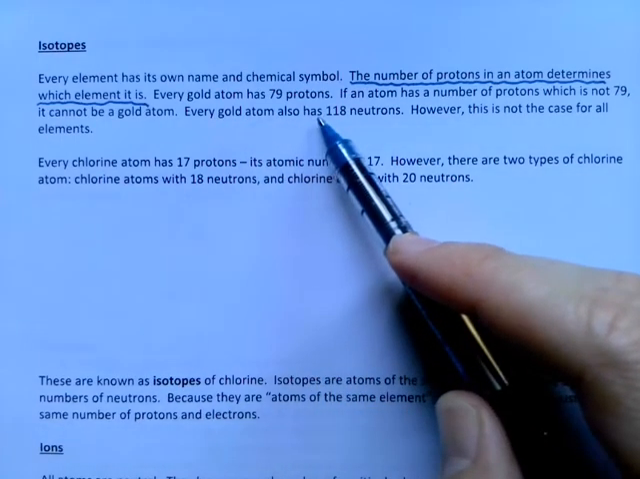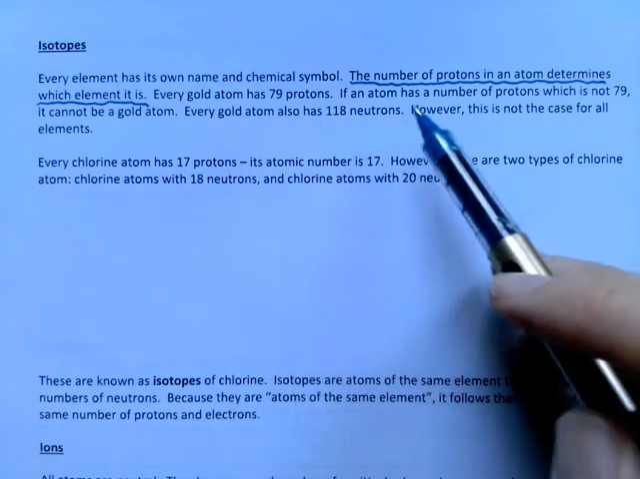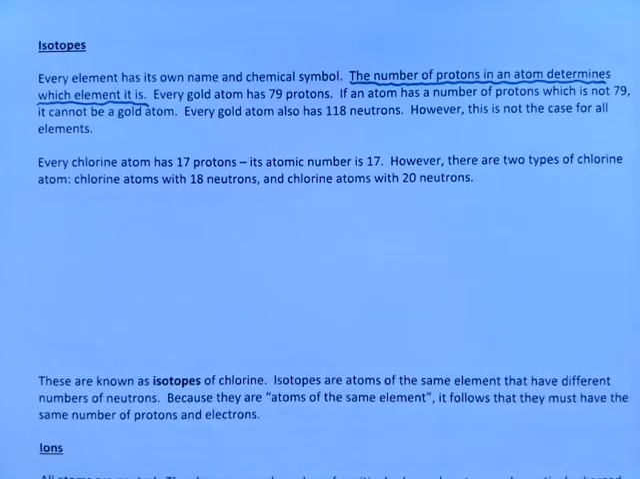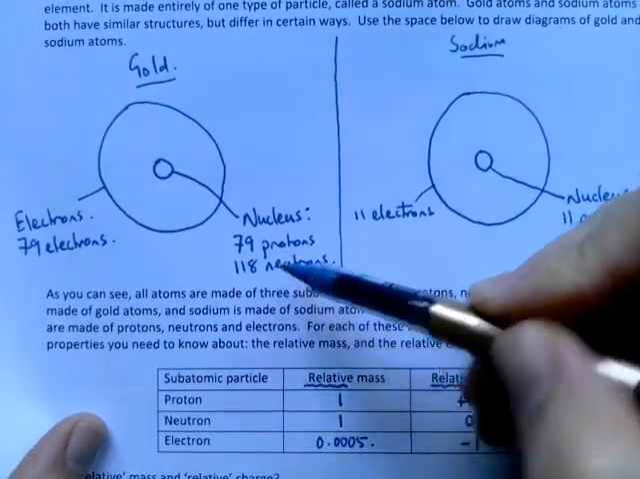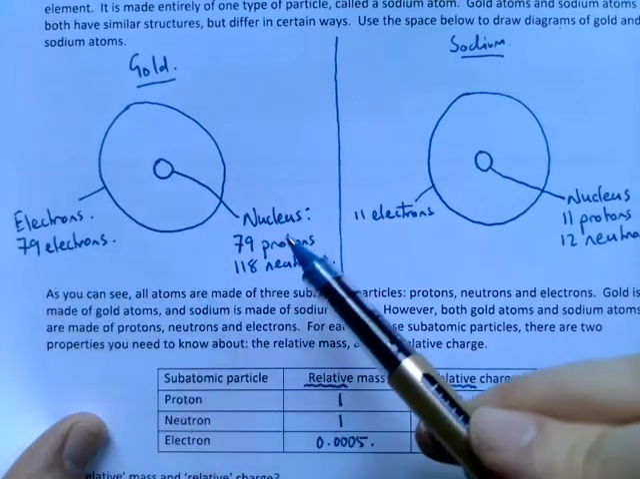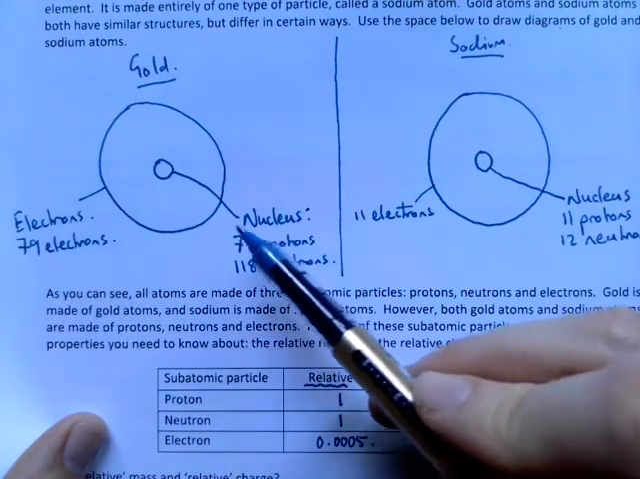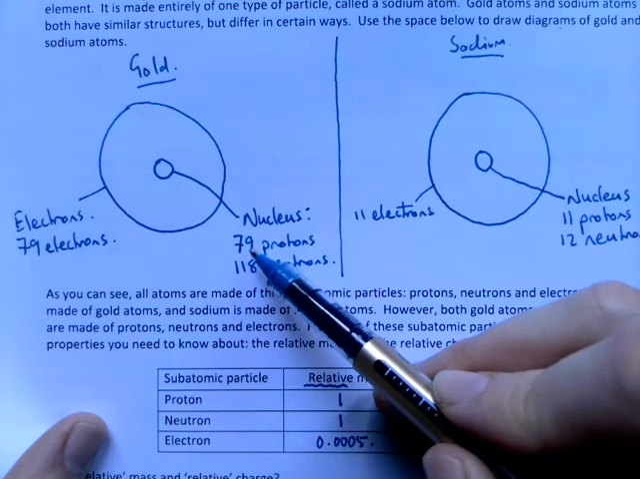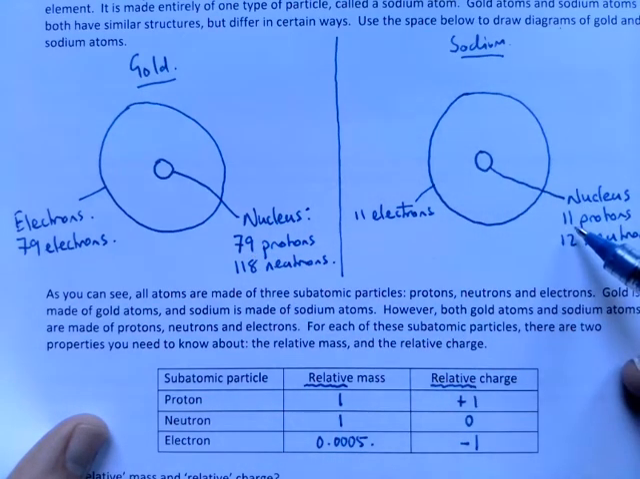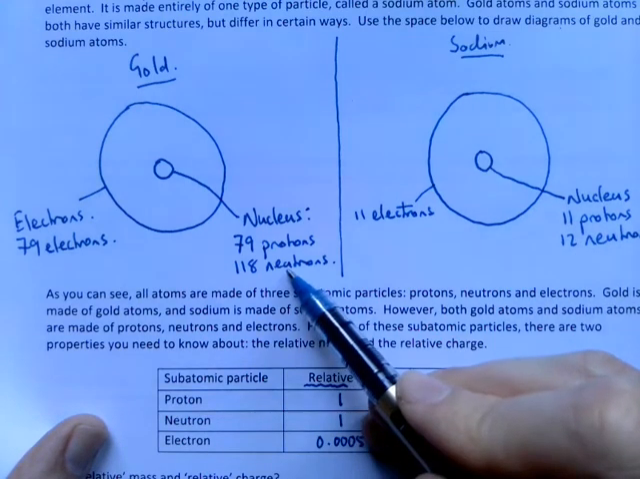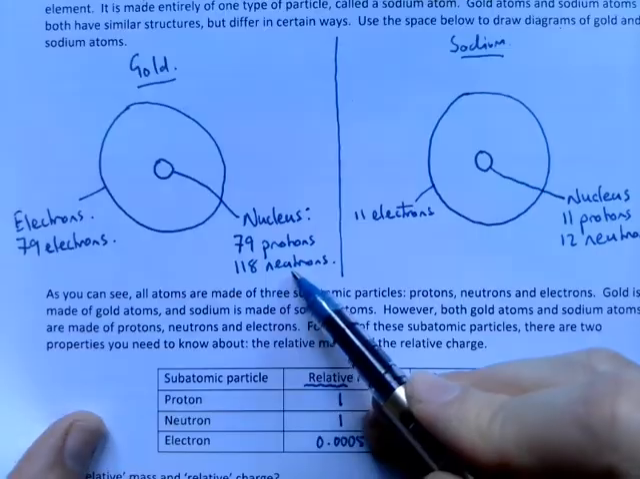Every gold atom also has 118 neutrons. However, this is not the case for all elements. So you'll remember in the last video, we had gold has got 79 protons, 118 neutrons, and 79 electrons. Now what I'm saying is that every gold atom has got 79 protons. Every sodium atom has got 11 protons. All right, that number can't change. But this number, the number of neutrons, can change.